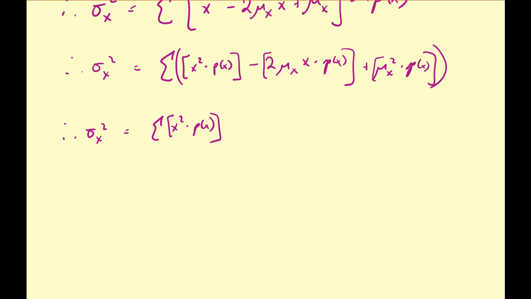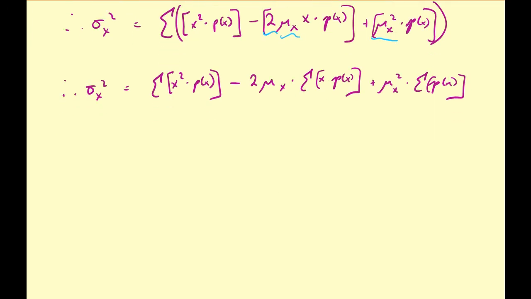And then we'll notice that 2 is a constant and mu x is a constant, so we can factor that out of the sum. So it's going to be equal to minus 2 mu x times the sum of x times p of x. And then again, this mu x squared is a constant as well, so we can factor that out of the sum, and we have mu x squared times the sum of p of x. So this expression gives us a few things to look at.